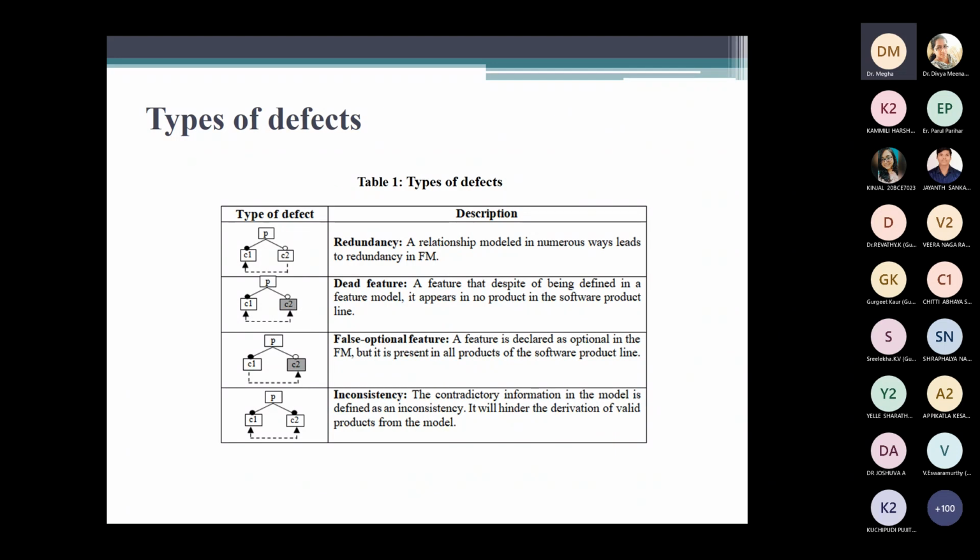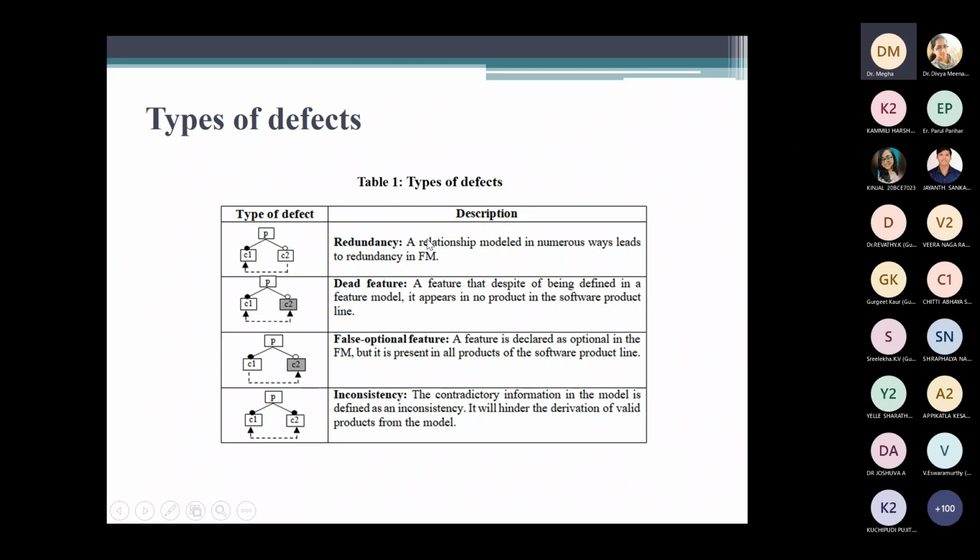So we have considered 4 types of defects. Column 1 represents the type of defect and column 2 represents the description of the type of defect. So let's start with the first one. P is the parent feature, C1 is the mandatory feature because we have the dark circle over it, and C2 is an optional feature. And then we have an implication relationship from C2 to C1. Now this particular kind of notation leads to a redundancy defect.